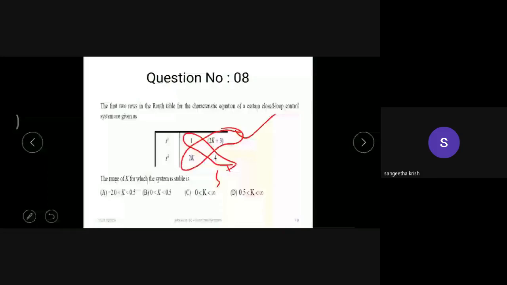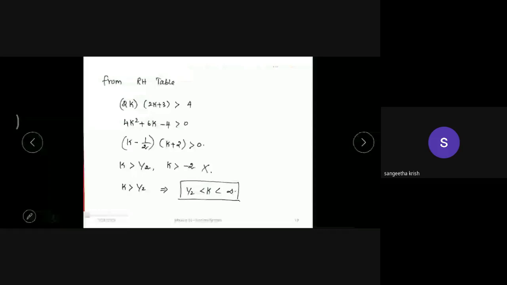The mentioned system should be stable. So the condition here is 2k into 2k plus 3 should be greater than 4, not even equal to 4. That is very important. If you put equal, that becomes marginally stable, not stable. Just multiply and get the quadratic equation and factorize this. See here, I am getting k is greater than 1 by 2 and k is greater than minus 2.